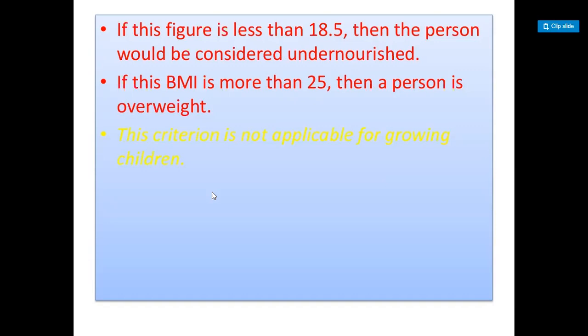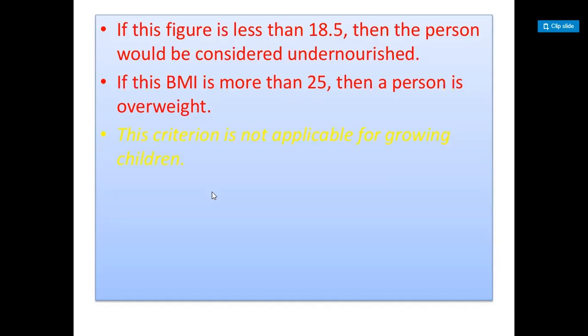But this criterion is not applicable for growing children because they are growing. Their height keeps on increasing, and their weight also sometimes increases, sometimes decreases, that's how it happens in growing children. We are talking about an adult, right? So in an adult, if the figure is less than 18.5, then that person is considered undernourished because his body weight is not according to his height. And if it is more than 25, then that person is considered an overweight person.